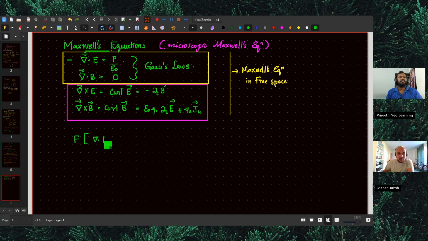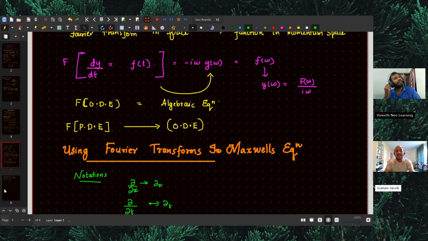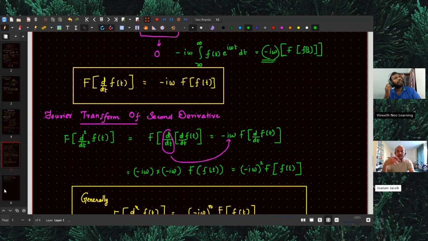Del dot E, where E is the electric field of position and time, is equal to the Fourier transform of rho of position and time over epsilon 0. Joe, you should have also mentioned what the Fourier transform of a constant is. We don't take the Fourier transform of a constant; it will be a constant itself, isn't it? We discussed that indirectly when discussing the linearity property. The A comes outside, isn't it?